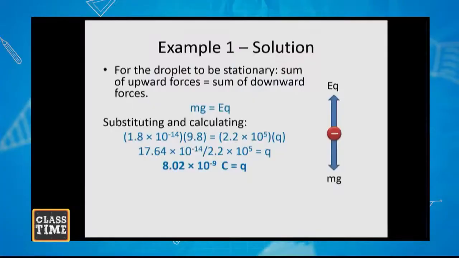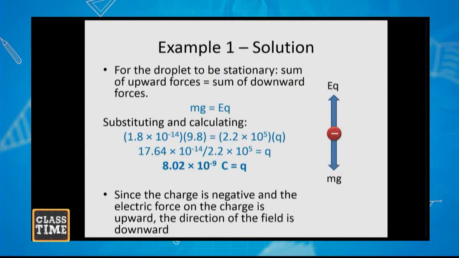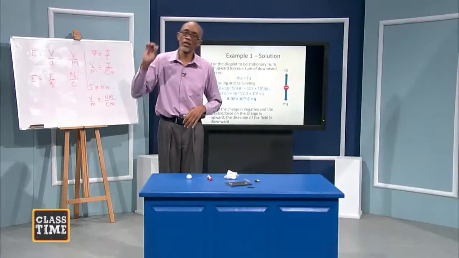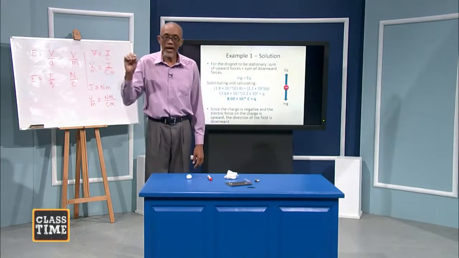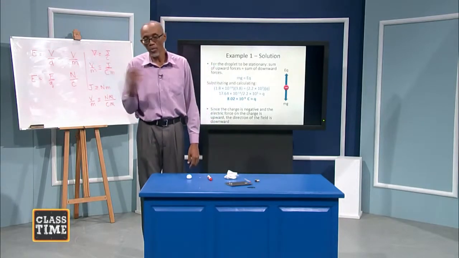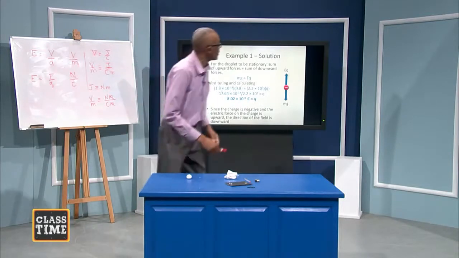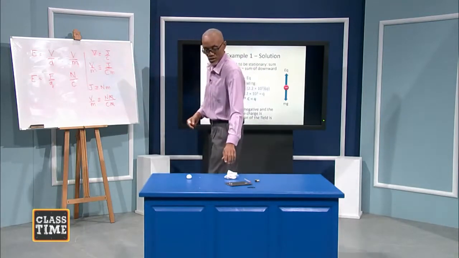All right, so the next thing it says is, since the charge is negative and the electric force on the charge is upward, the direction of the field is downward. If you can recall when we were looking at charges being placed in the electric field, we saw that the negative charge moved opposite to the direction of the electric field.